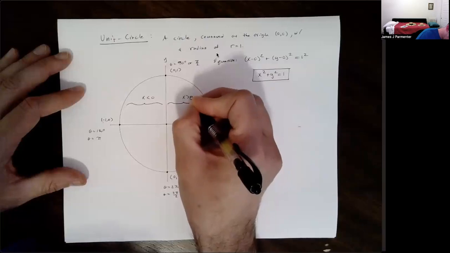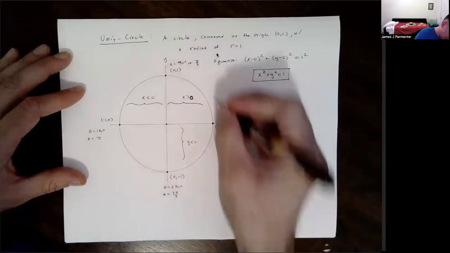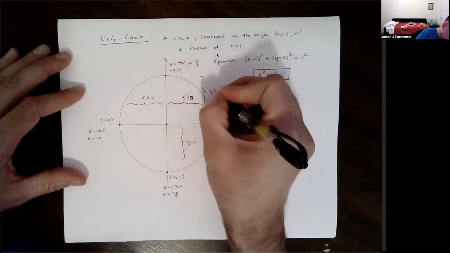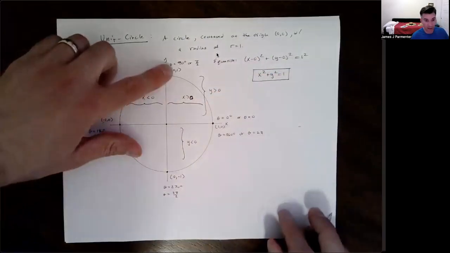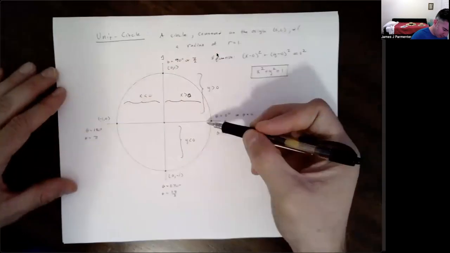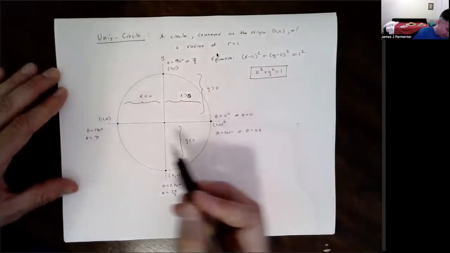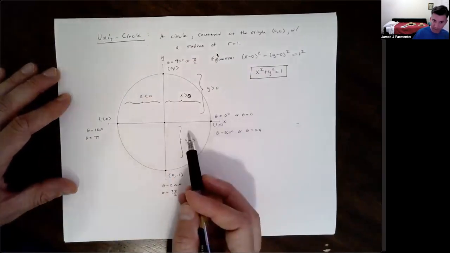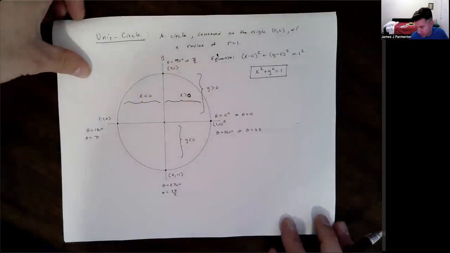I should say x bigger than 0. And up here, y is positive. So above the x-axis, y is positive. Below the x-axis, y is negative. Left of the y-axis, x is negative. Right of the y-axis, x is positive.